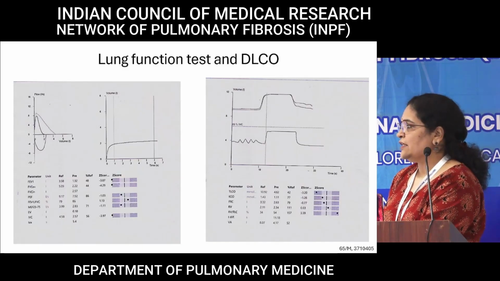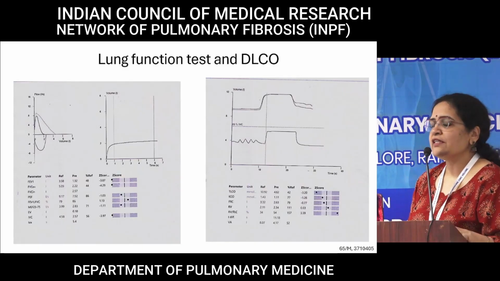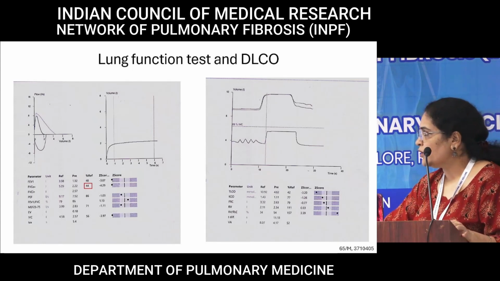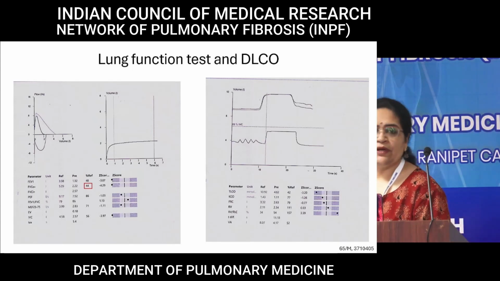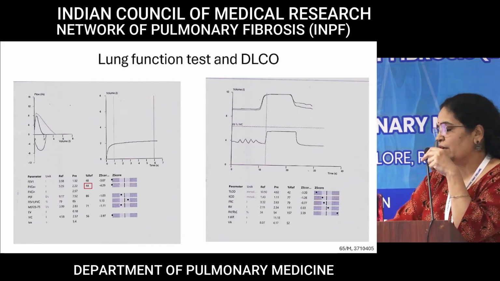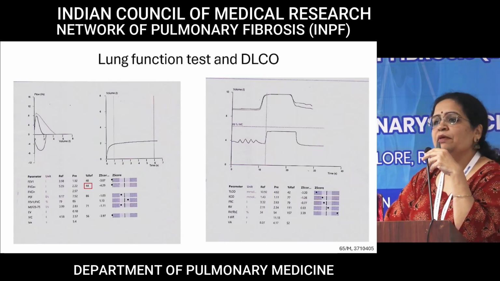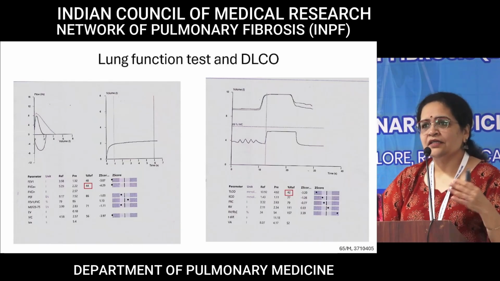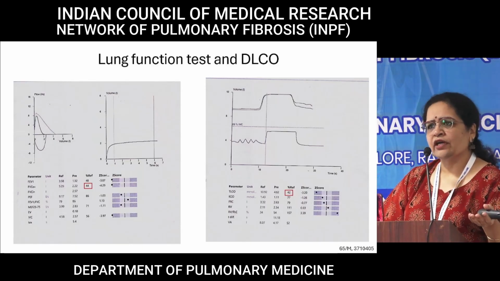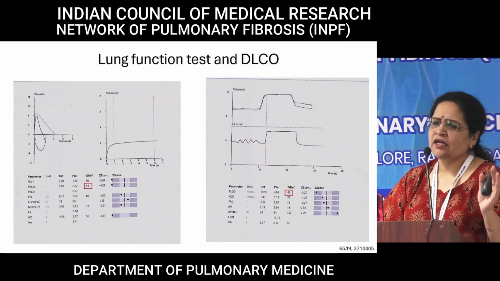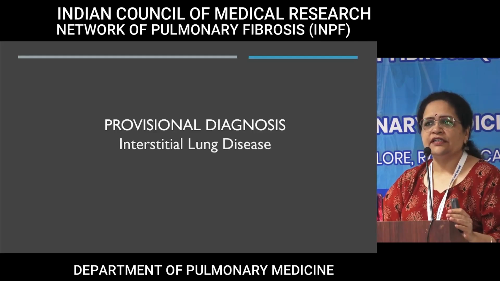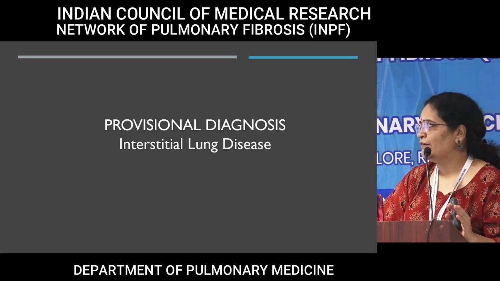You can see that on the lung function test, the curve does not look like COPD at all. It is looking restrictive. There was an impairment of DLCO, so no question of COPD there. But again, he had a smoking history and didn't have a wheeze. It is fitting into ILD. The provisional diagnosis was interstitial lung disease. We wanted to delve deeper.